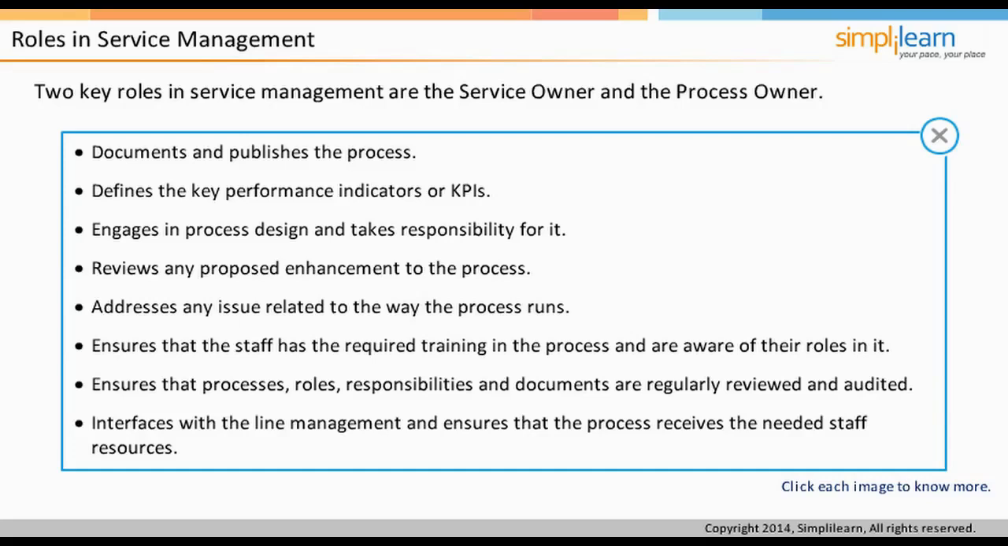the required training in the process and are aware of their roles in it, ensuring that processes, roles, responsibilities, and documents are regularly reviewed and audited, and interfacing with the line management and ensuring that the process receives the needed staff resources. Sometimes, the process owner may have to perform the role of a process manager.